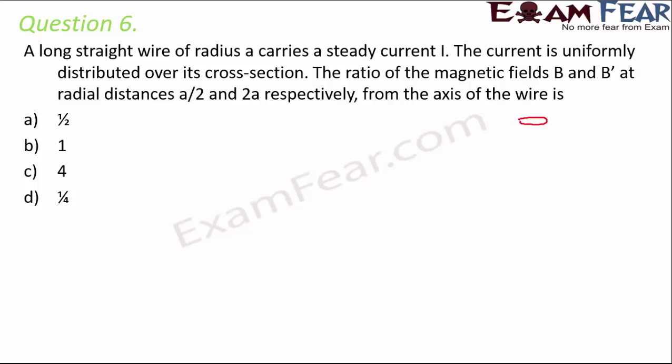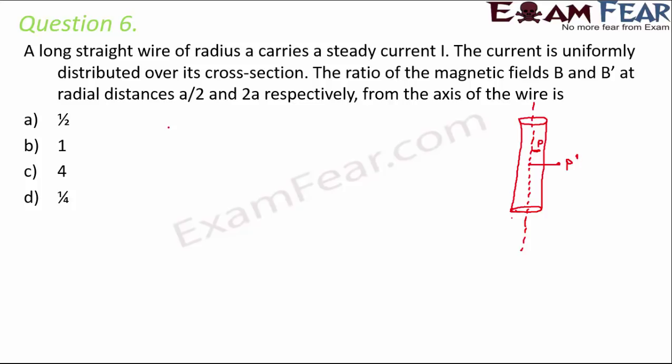Now let's try to draw a diagram. Let's say that this is the wire, and this is the axis of the wire. Now we are trying to find out the value of magnetic field at a point which is at a distance a by 2 and another point which is at a distance 2a, where a is this radius. Let us say this point is P and this point is P dash. So we are basically trying to calculate the magnetic fields for points P and P dash.